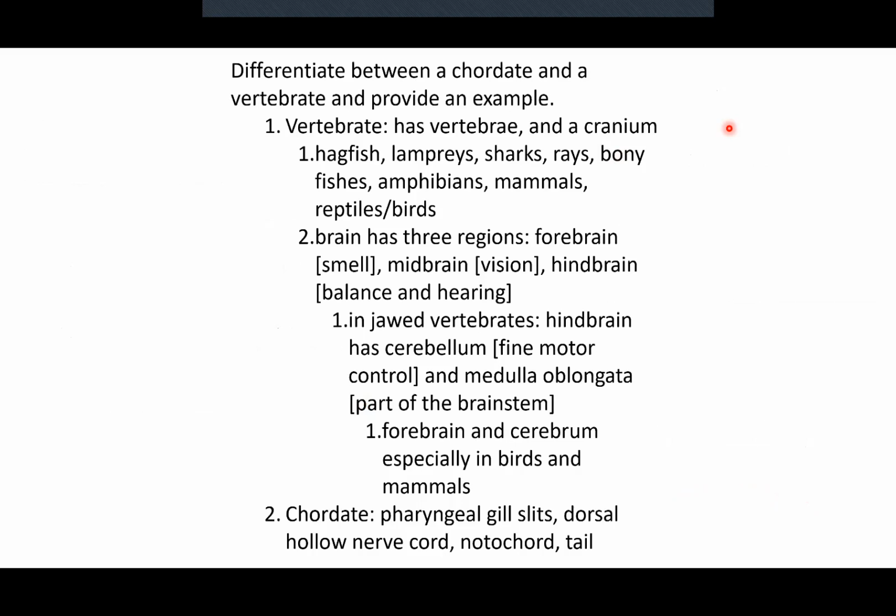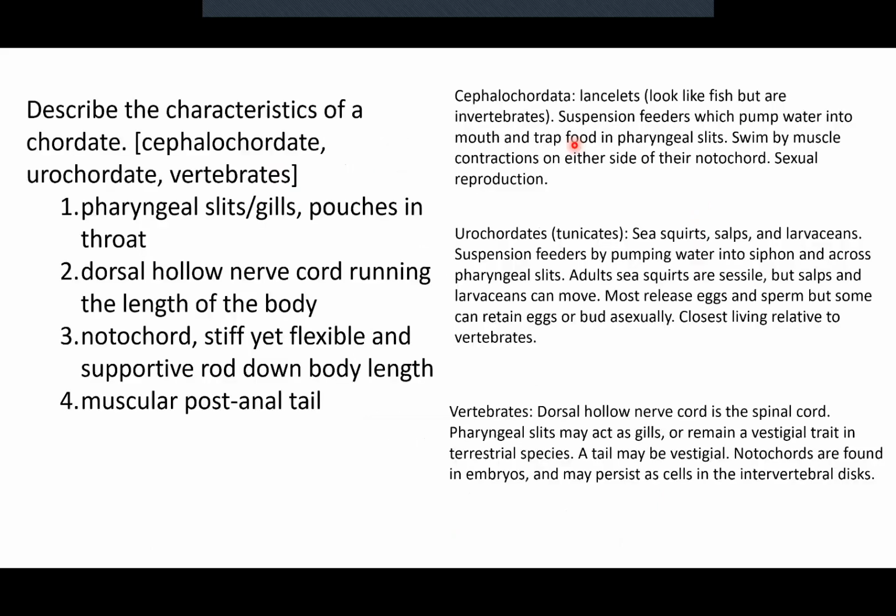So now we talk about the difference between vertebrates and other chordates. Vertebrates are chordates, but vertebrates are super important because when you think about an animal, you're thinking about a vertebrate most of the time. So again, chordates have pharyngeal gill slash slits really, a dorsal hollow nerve cord, notochord, and a tail. But then we can have vertebrates or invertebrates. We talked about invertebrates with the cephalochordates.